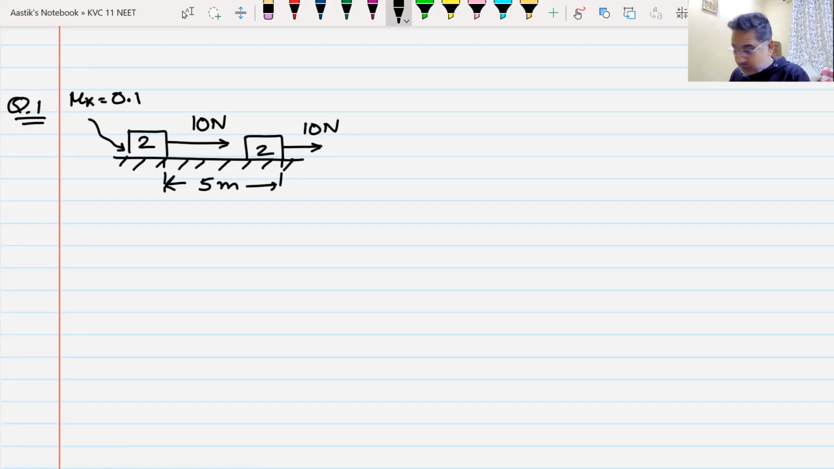Now you have to find out the work done by the four forces. What are the four forces? Work done by the 10 Newton force, which is applied. Work done by friction. Work done by normal reaction, and work done by gravity. I hope you know how to find it out. Yes or no? You know how to find it out?